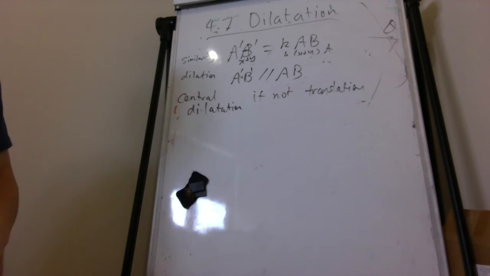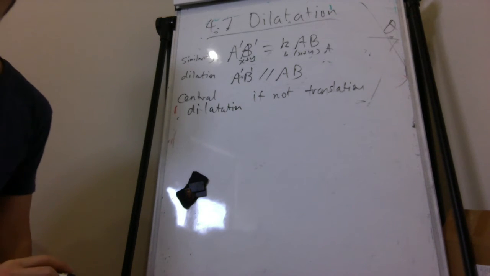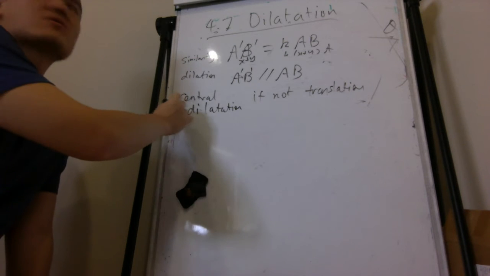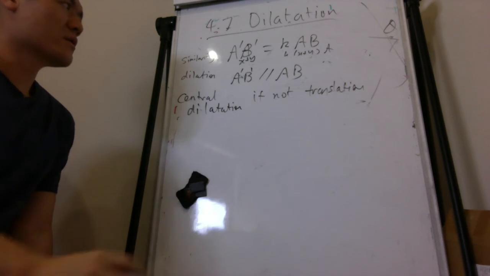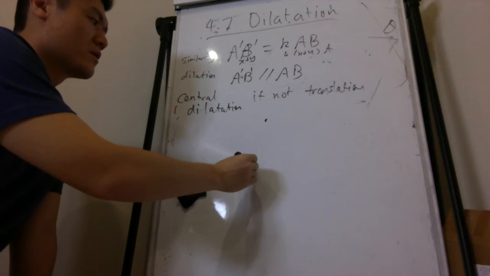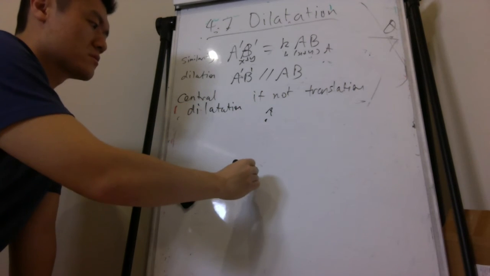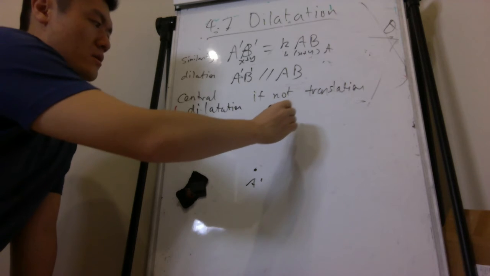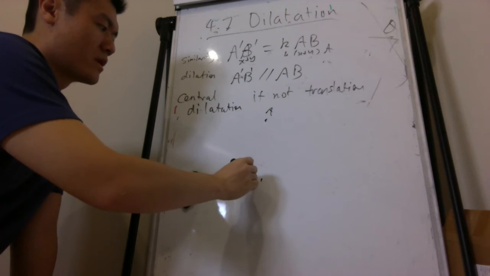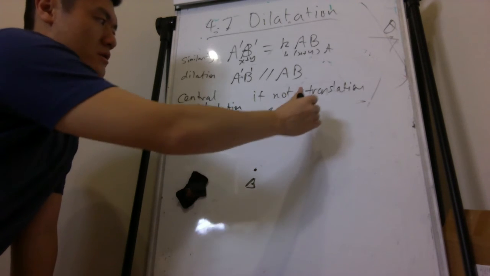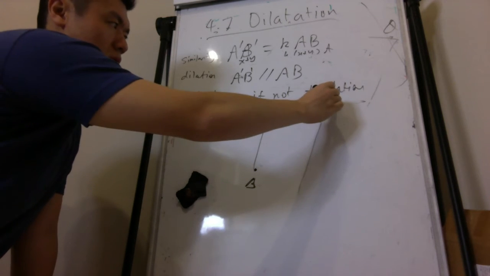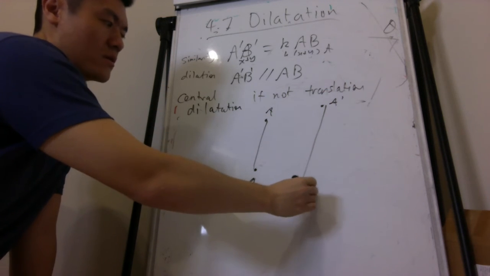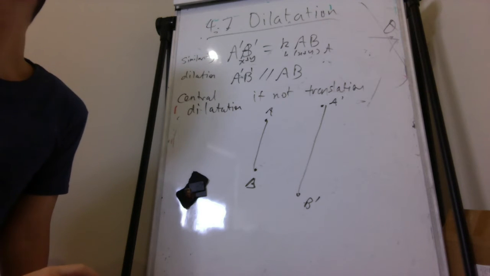Okay, so can you see, if you have a central dilatation, the reason it's called central is, basically, if you have A and B, and it goes to another parallel segment, A prime, B prime, yeah?